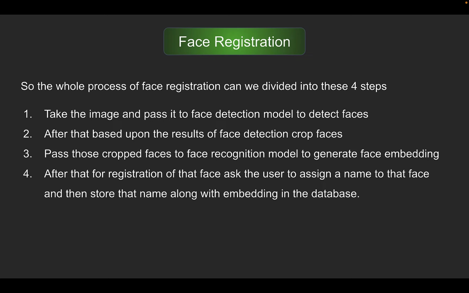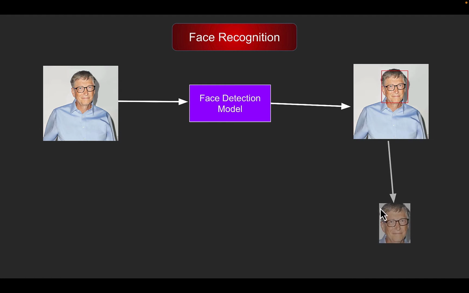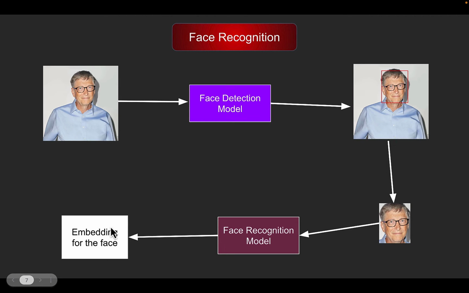And now the second part of our facial recognition system is face recognition. The process of face recognition is similar to face registration, but there are only a few differences at the end. So let's understand it. After registering the face of Bill Gates, now if we show some different image of Bill Gates to our facial recognition system, then it should recognize that image. So let's say we have this image and we are passing it to our facial recognition system. Firstly it will be passed to our face detection model and we will get the location of the face. After that, we are going to crop that face and pass it to our facial recognition model, and now this model will generate the embedding. So everything up to this point is similar to face registration.